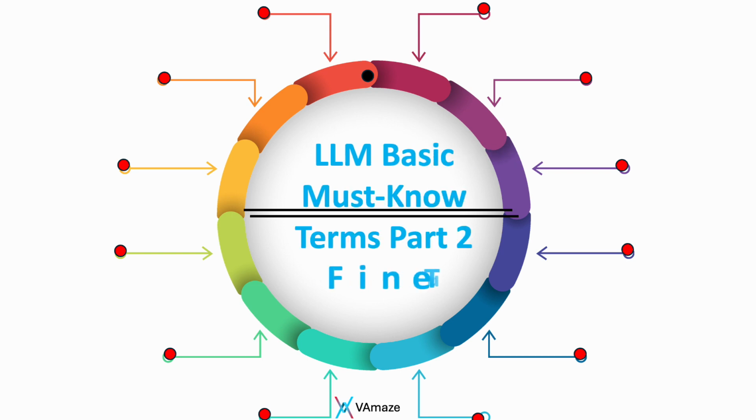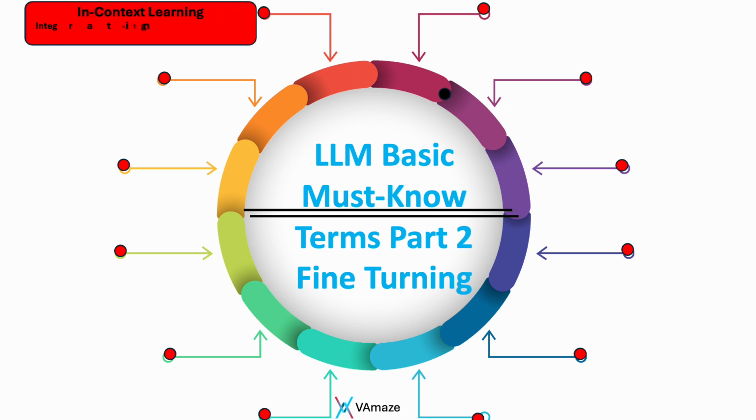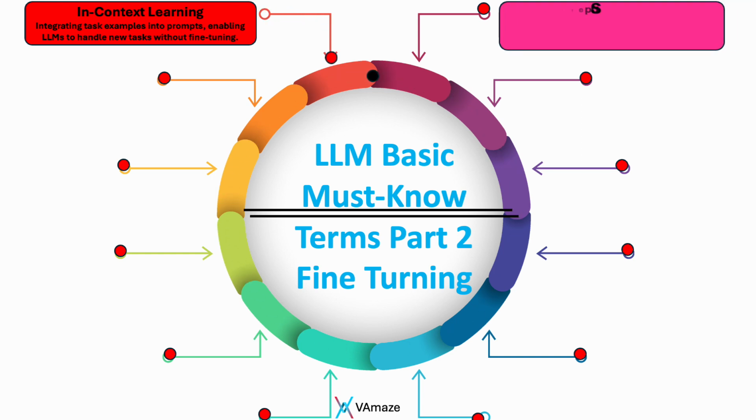The first one is in-context learning. In-context learning involves integrating task examples directly into the prompt, enabling the large language model to handle new tasks without undergoing extensive fine-tuning. By providing clear examples within the input, the model can better understand and perform specific tasks based on the context given.